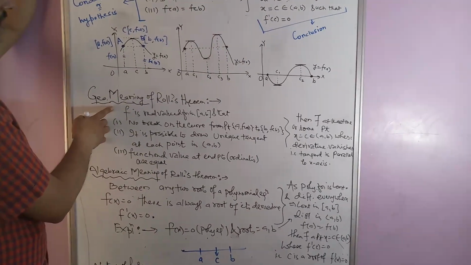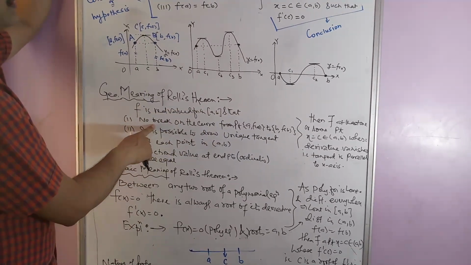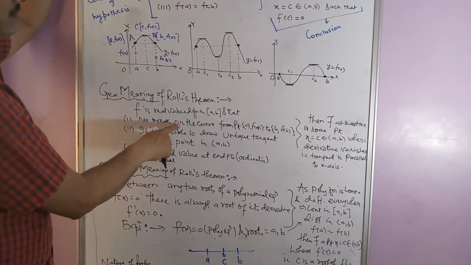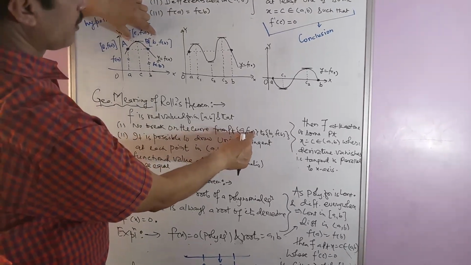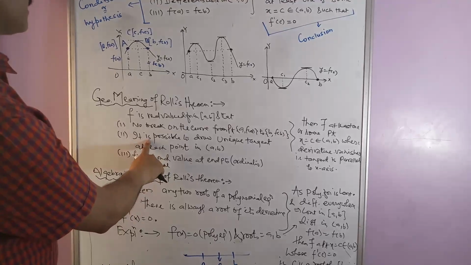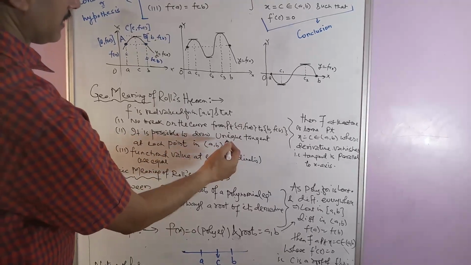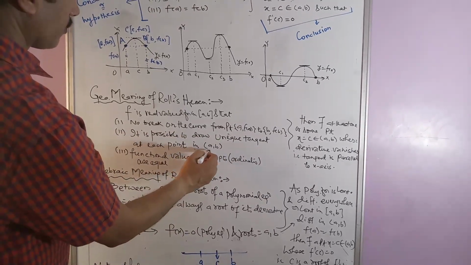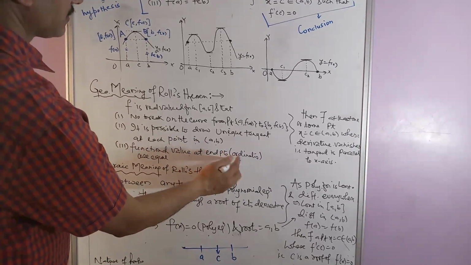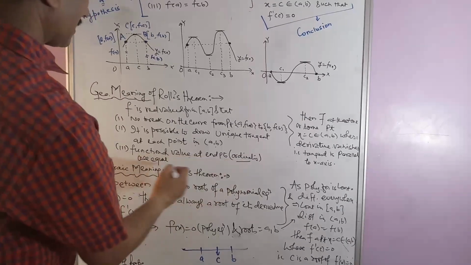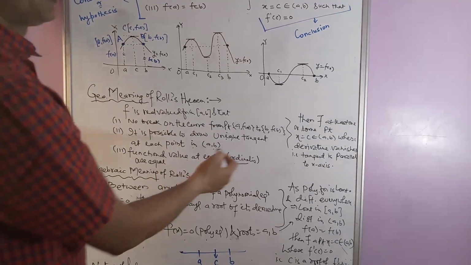Geometrically, this theorem can be stated as follows. f is a real valued function on the closed interval [a, b] such that there is no break on the curve from point A to point B. Second condition, corresponding to differentiability, it is possible to draw a unique tangent to the curve at each point in the open interval (a, b). Third, functional values at the end points, that is ordinates, are equal. This is the geometrical meaning of the conditions.